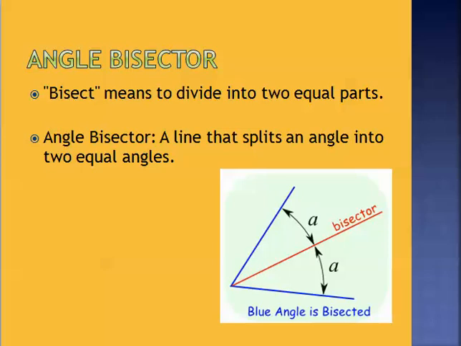Angle bisector. And you will see here on the screen an example of an angle bisector. The blue lines are the original angle, and the red line through the center is the angle bisector line that has now split the original angle in half. And you see the A and the A there. That means that those two angles are now equal. That is because the angle has been exactly cut in half, or bisected.